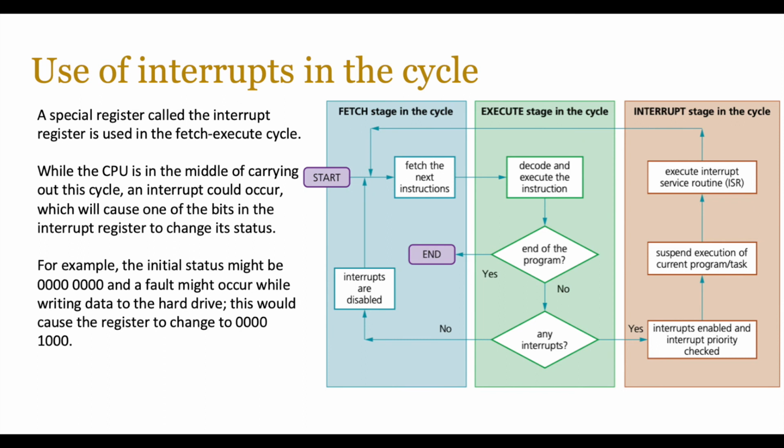For example, the initial state might be 0000 0000, and a fault might occur while writing data to the hard drive. This would cause the register to change to 0000 1000, and these are designed by the architect of the CPU to identify what the interrupt codes are. So just have a look at the fetch, execute and interrupt stages of the cycle. So pause the video and get familiar with it.